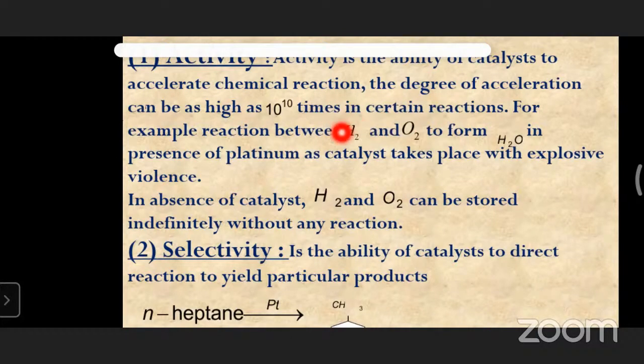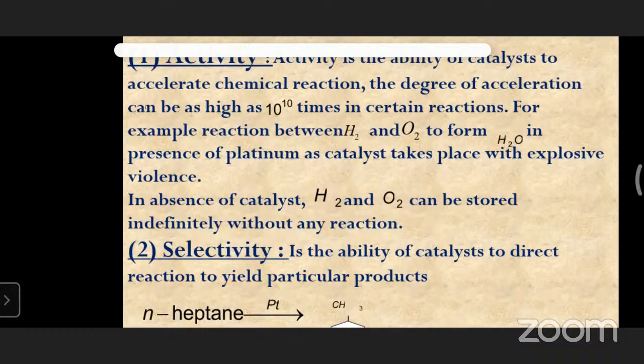For example, the reaction between hydrogen gas and oxygen gas to form H2O, in the presence of platinum as a catalyst, takes place with explosive violence. This is what we call activity. Activity is the ability of a catalyst to accelerate a chemical reaction. The ability of accelerating the rate of a chemical reaction is called activity. This is one example: in the absence of a catalyst, H2 and O2 can be stored indefinitely without any reaction.